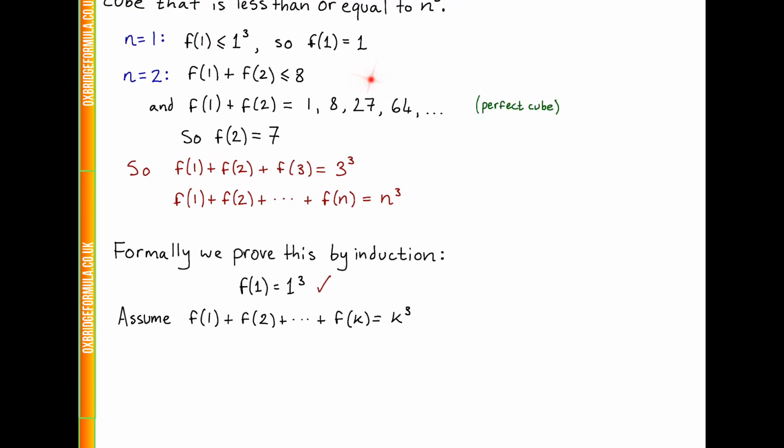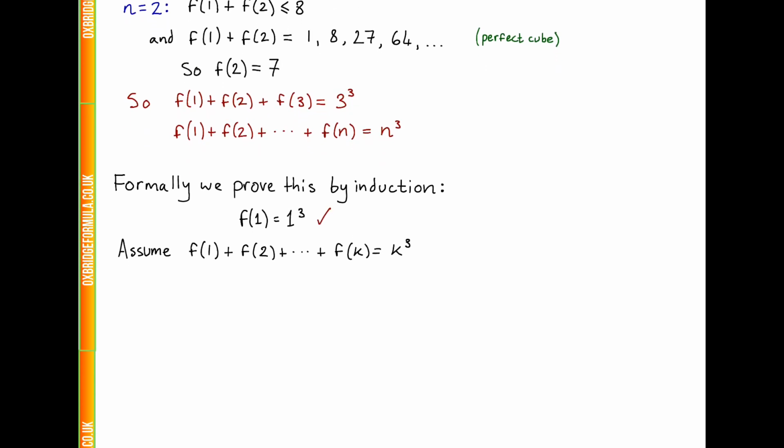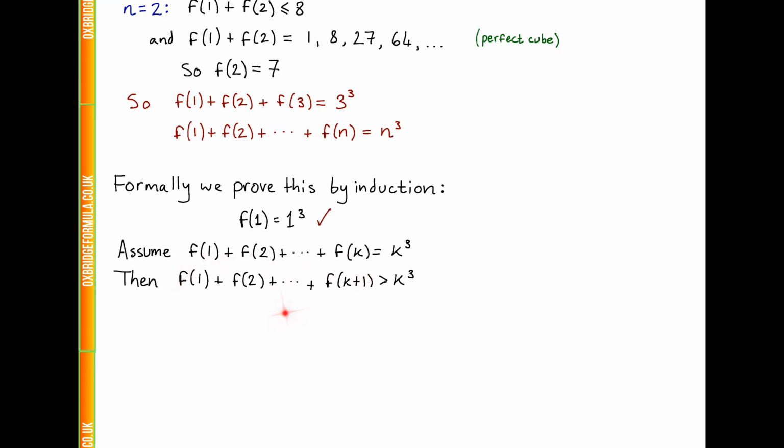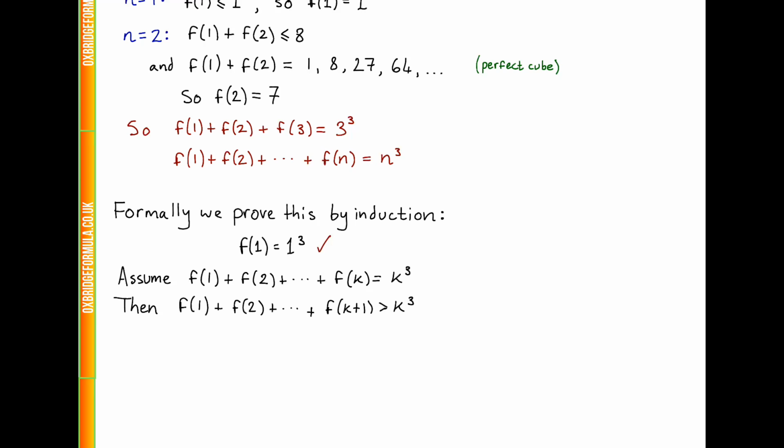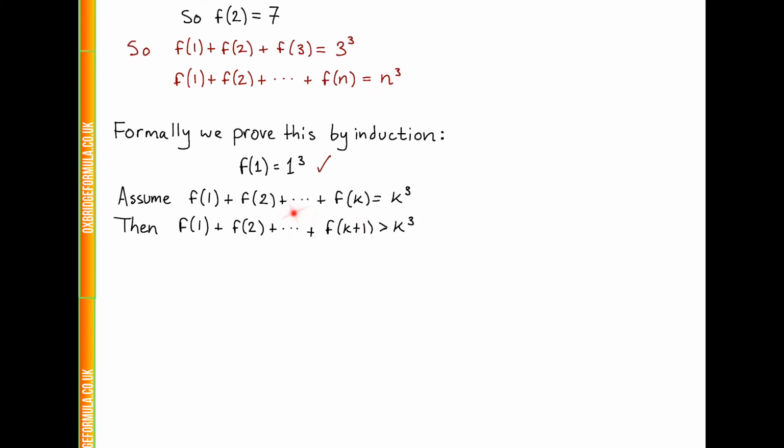How did we show it was true for 2 or 3? Since f of 2 was positive, it had to be at least the next cube up from 1. Yes, let's use this logic again. Since f of k plus 1 is positive, if we add it to both sides, it tells us that our sum up to k plus 1 is bigger than k cubed. How did we know that the sum had to be 8? This is because we're told that this sum on the left-hand side needs to be a perfect cube. And so it's not just bigger than k cubed, it's at least the next cube. That is, because it's a perfect cube, it has to be at least k plus 1 cubed.